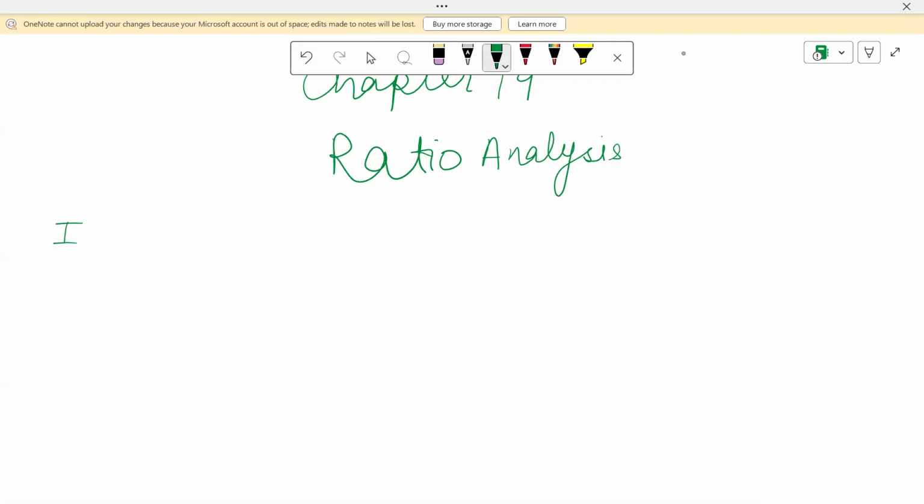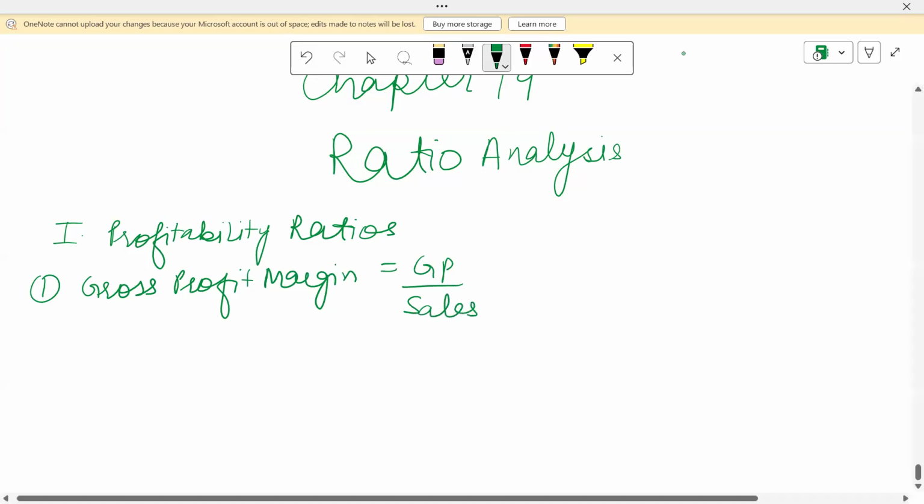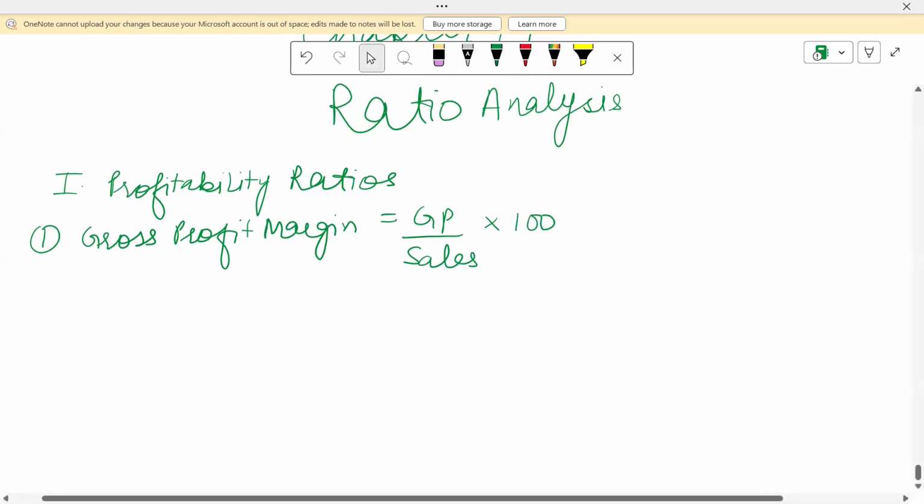So number one, different types of ratios are there. First of all, we have profitability ratios. These ratios pertain to how profitable a business is. Number one is the gross profit margin. This is nothing but your GP divided by your sales multiplied by 100. Because we are multiplying with 100, your answer will always be in a percentage form.